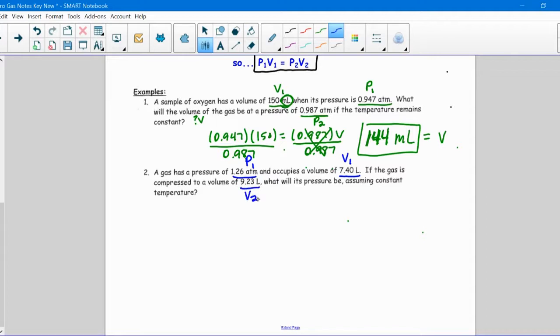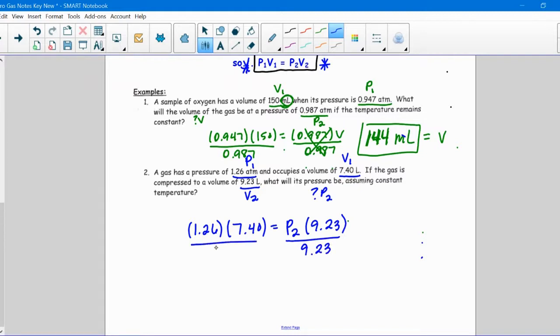And it says if the gas is compressed to a volume, all right, we've got a second volume here, so we'll call that V2. What will its pressure be? So this time, looks like we're looking for pressure, assuming constant temperature. Once again, that's good, because I don't have an equation with temperature. So I'm going to go back up to this equation up here. So P1 is 1.26 times volume, 7.40, equals P2, that's what I'm looking for, times 9.23. Great. And I'm going to divide by 9.23 on both sides.